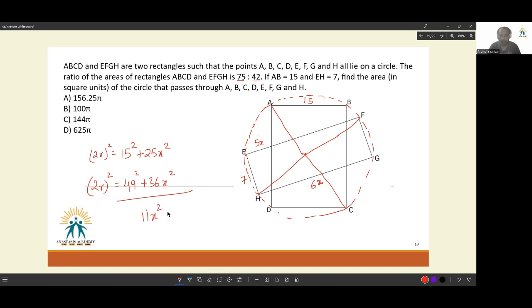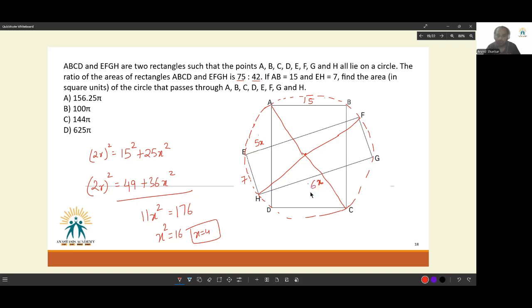11 square, this minus this, but then not 49 square. This is my challenge. No, not 49 square, 7 square. So it is already 49. So 225 minus 49, 176. Or x square is equal to 16, or x is equal to 4.